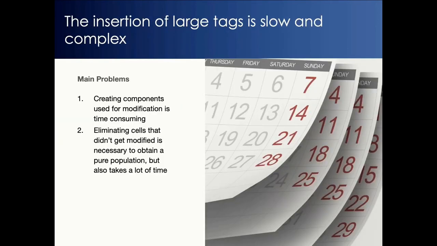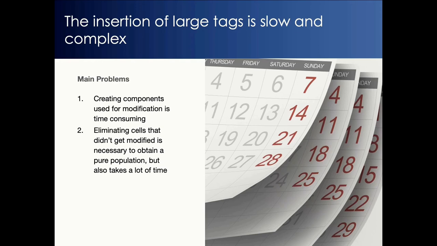But despite the availability of these methodologies for some time now, it is an approach that is not widely used, mostly because the insertion of these large tags or the development of cells with this type of modification is slow and complex. And basically, that happens for two main reasons. The first one is that creating the genetic components that are used for these modifications is highly time-consuming and requires expertise. And also, the process of inserting these genomic modifications with CRISPR is not naturally efficient.